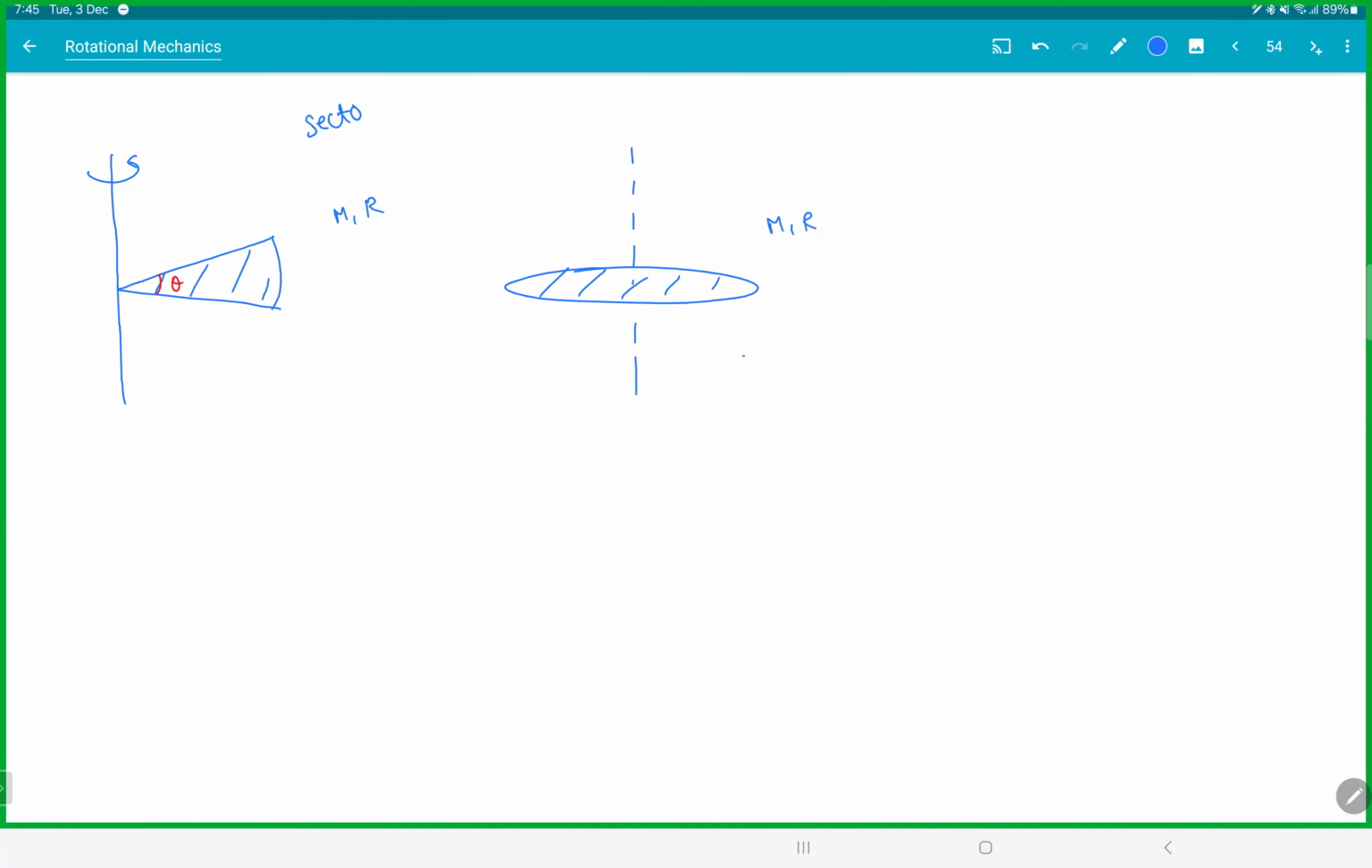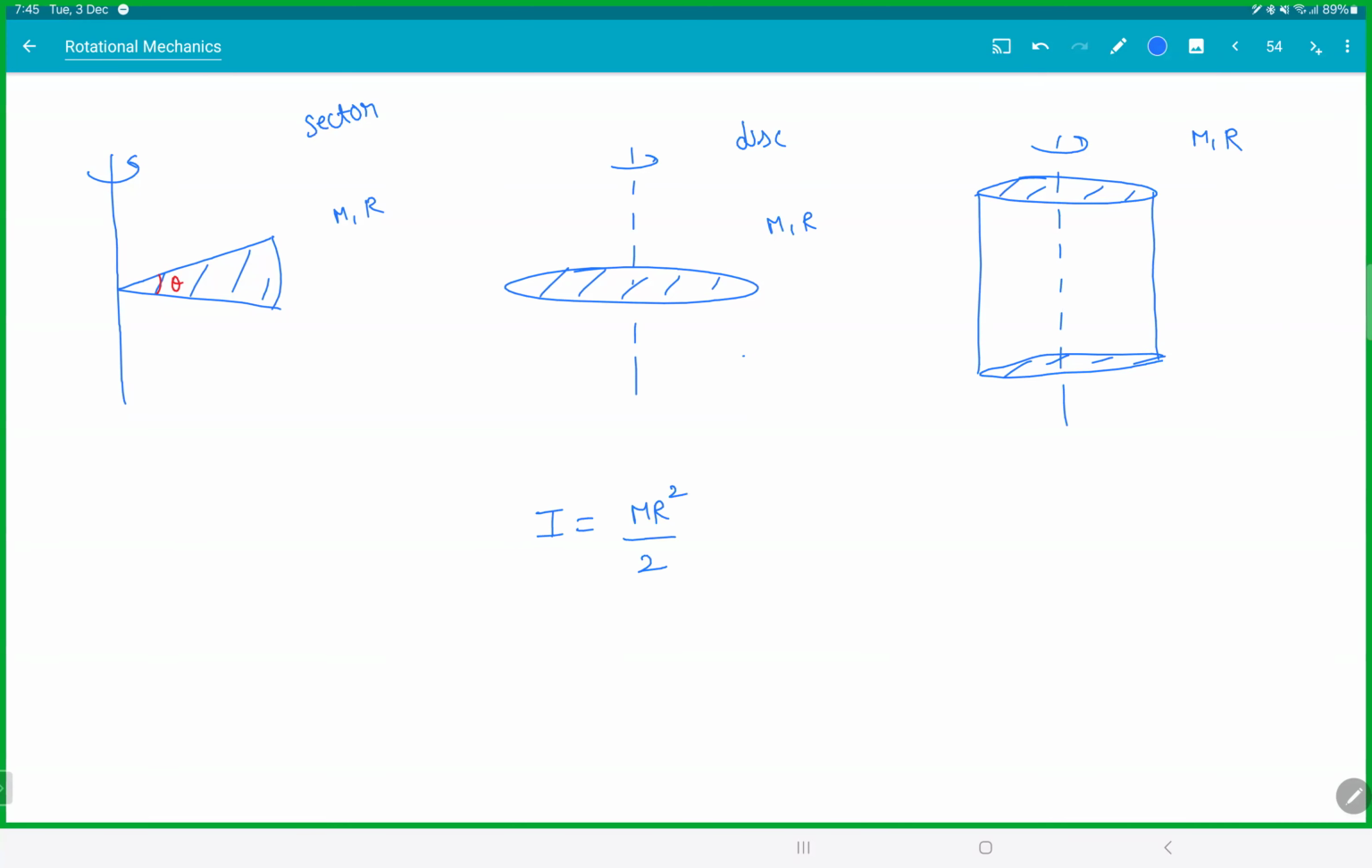Now, based on this, we can clearly see, suppose you have the axis and you have a sector, basically a pizza slice, with the same mass and r, theta, or if you take a full disk with mass m and r, or if you take a solid cylinder with mass m and r, all have the same moment of inertia, m r square by 2.